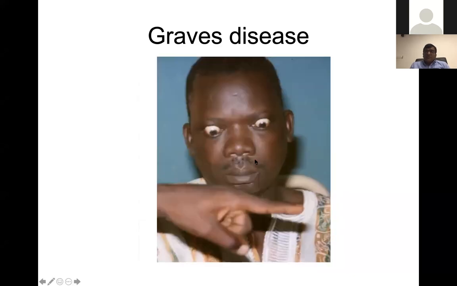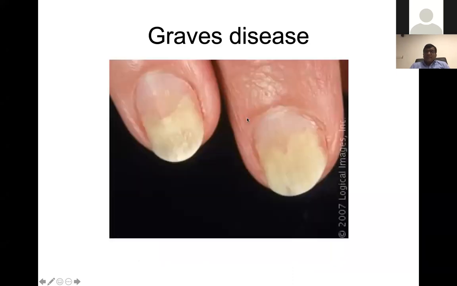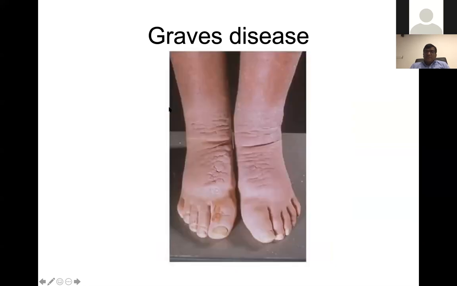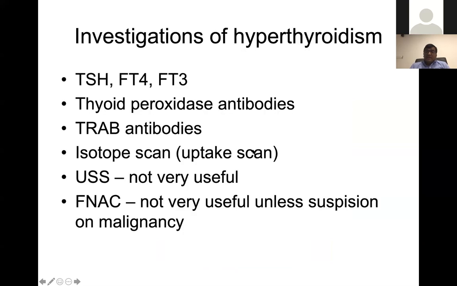You see, this sign is called lid lag. The upper lid lags. Usually if you ask somebody to follow your finger, the upper lid should follow the eye. Here, there's a lagging of the upper lid, called lid lag. Then you can get onycholysis and also pitting of the nails. All are signs of Graves' disease. This is called pretibial myxedema, soft tissue deposition particularly on the shins and the dorsum of the feet. This can rarely happen in other areas as well.